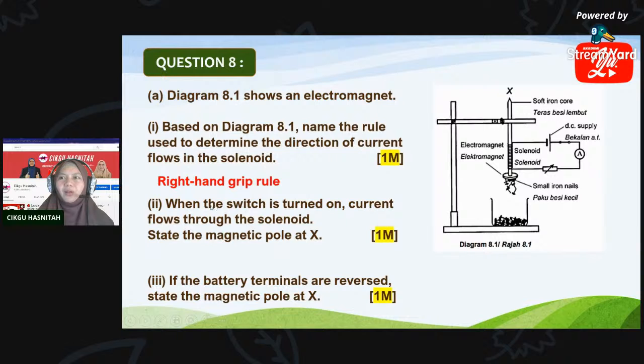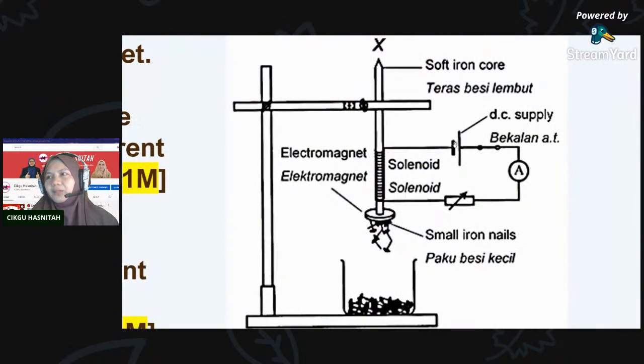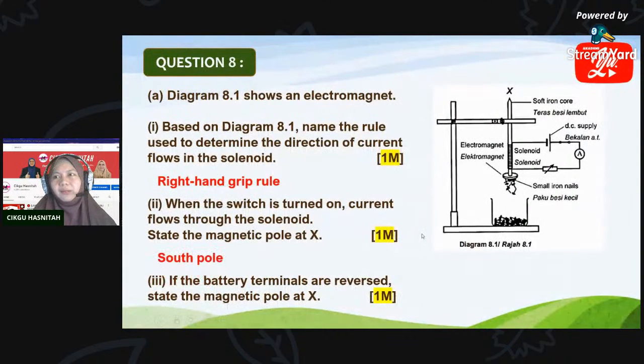Now the switch is turned on. Current flows through the solenoid. State the magnetic pole at X. I want you to look at the diagram clearly, in which direction the wire is coiled. So current flows in this direction. Look at how the coil is wound. So X is south pole. How do we hold this solenoid, how do we apply the right hand grip rule?